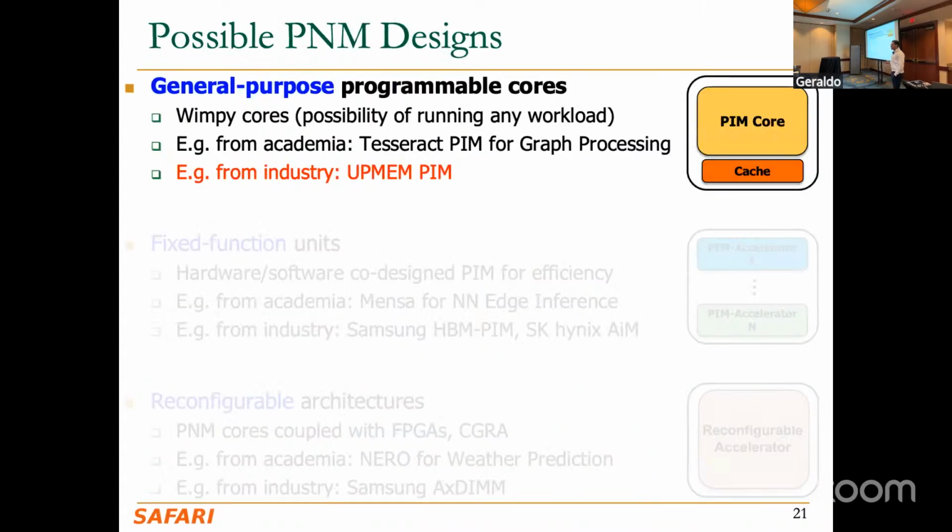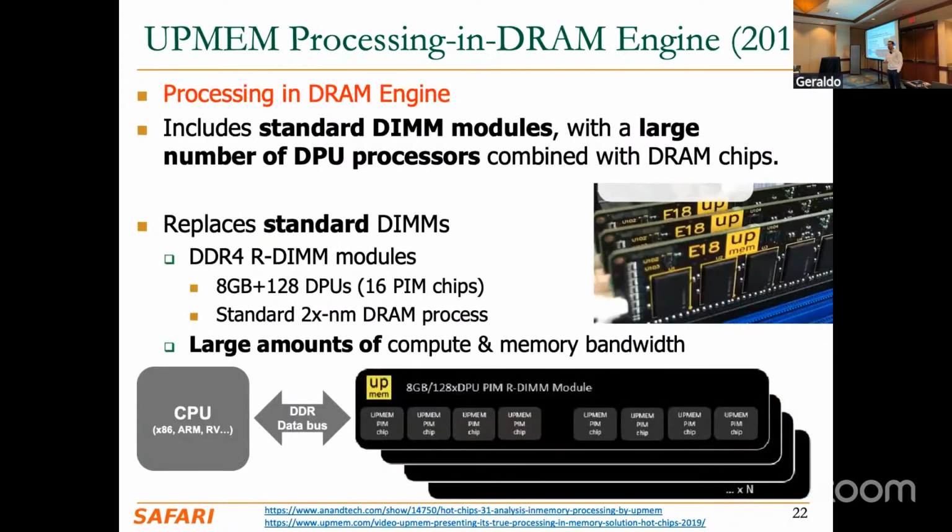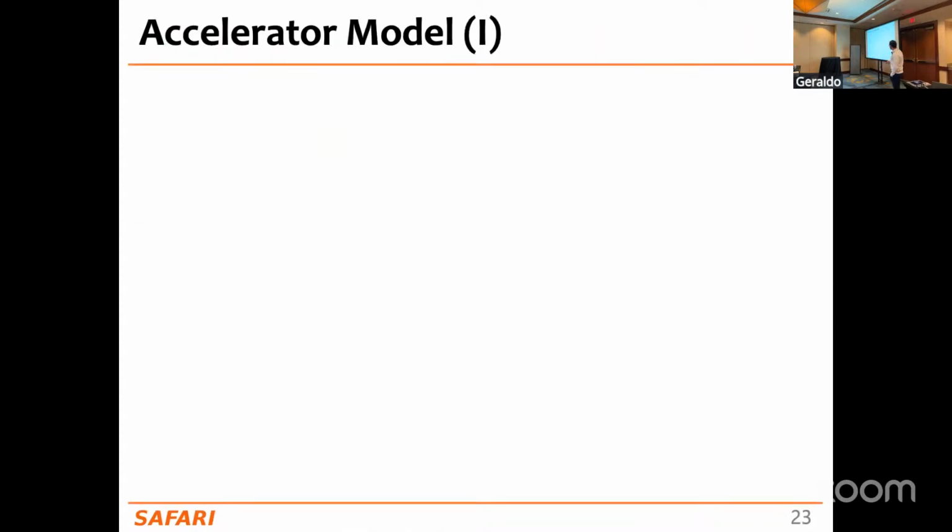From industry, since 2019, this French startup called UPMEM released these programmable DIMMs, called DPUs, where they add some in-order RISC-like processors near the DRAM banks inside a DIMM. This is a little bit different from Tesseract, because here we are not using 3D stacked-based architectures to do processing near memory. We use regular 2D-based DRAM chips. So I'm going to illustrate how this operates.